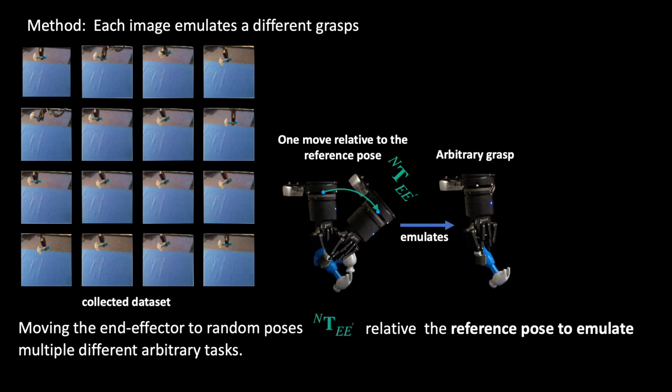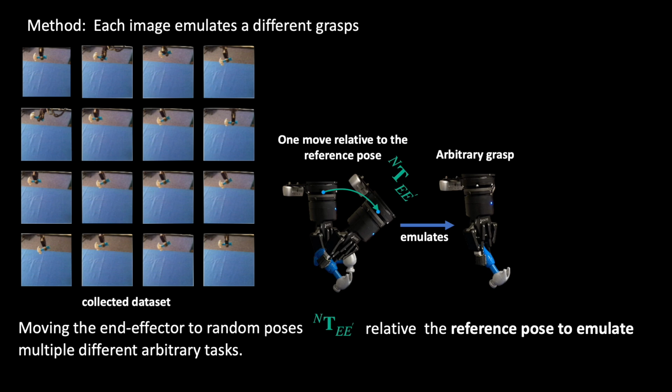So why is this process useful? When moving the end effector from the reference pose to some random pose, denoted NTEE prime relative to the reference pose, the image captured from the external camera depicts how the object, for example the hammer, would appear to the camera if it was grasped at that pose relative to the camera when the end effector is also at the reference pose. As shown in this example, here on the left, the move relative to the reference pose emulates the arbitrary grasp shown in the middle.